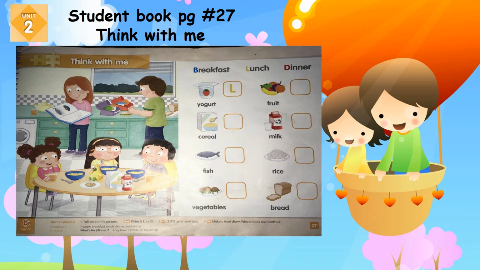I'm so hungry, what's for dinner? Do you want some pasta? Yes, please. What about some milk? Yes, please. And some yogurt and some fruit. Oh, yes. Yes, please.